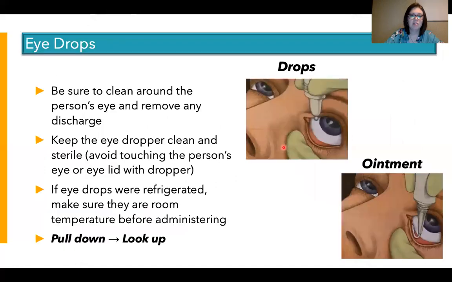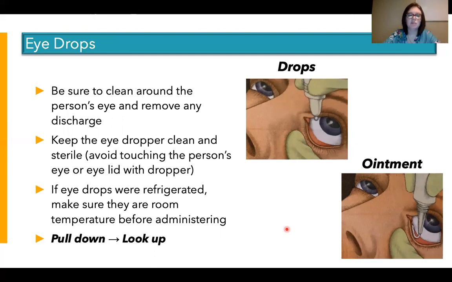So eye medication, eye drops and eye ointments. We want to make sure that before we get started we clean around the person's eye if they have any kind of discharge. So just using a wet washcloth and kind of wiping their eyes a little bit to make sure they don't have a lot of discharge there.